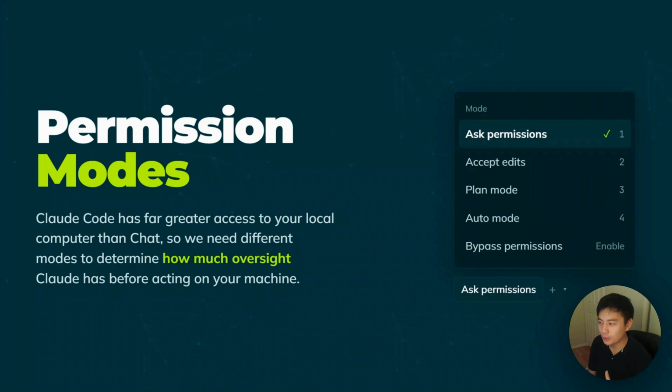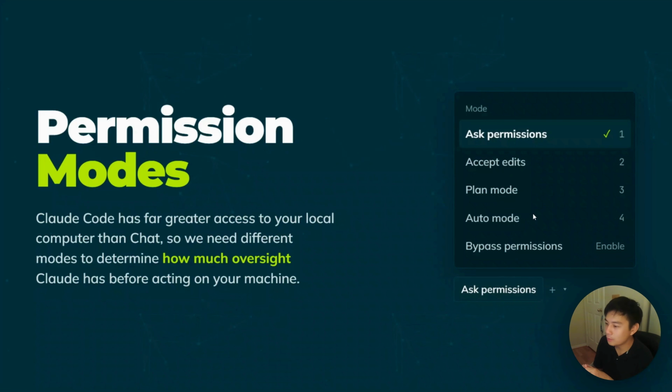And so the thing with Cloud Code is that it has all this access to your local computer more than your chat. So we need to have these different modes to determine how much oversight Claude has before acting on our machine. So for example, for ask permission, anytime Claude wants to do an action, it has to ask you permission. Plan mode, on the other hand, can't do any action. It's only there to talk to you and to plan and to maybe explore, right? Then you have this thing called bypass permission, which is like you just give it full on control over your computer. It doesn't ask you for permission, it doesn't do any safety checks, it just goes full on fire.